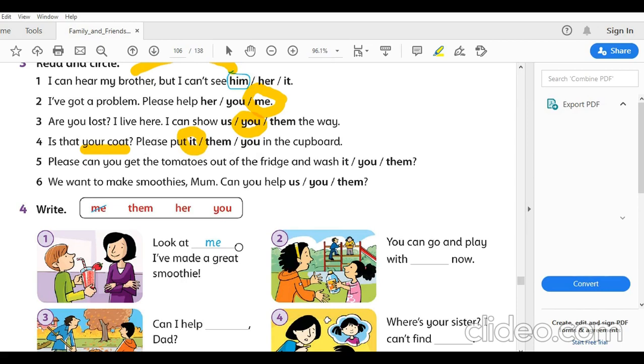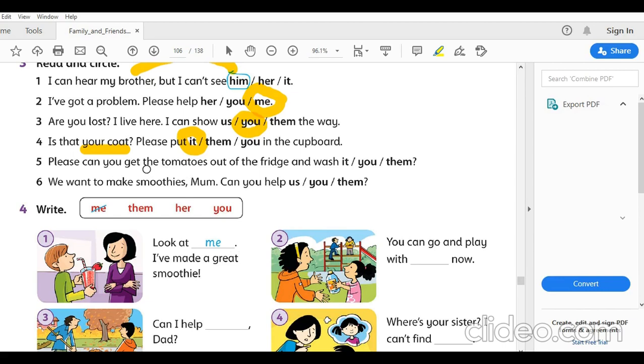So please, is that your coat? Please put it in the cupboard. Number five. Please, can you get the tomatoes out of the fridge? The tomatoes. This is the object I'm talking about.